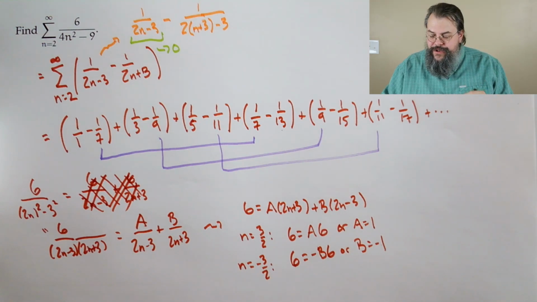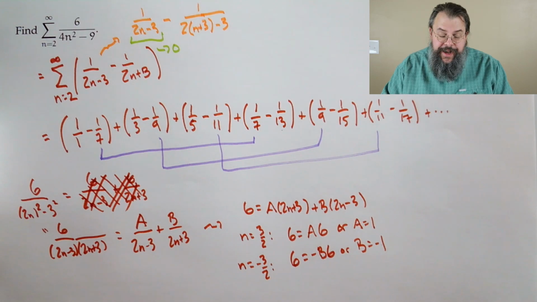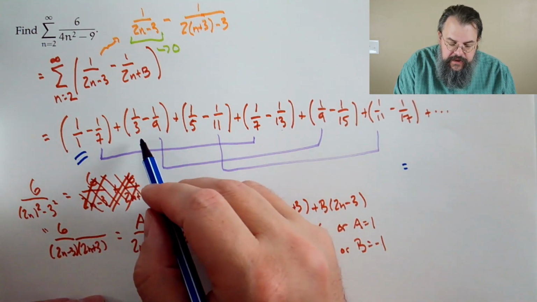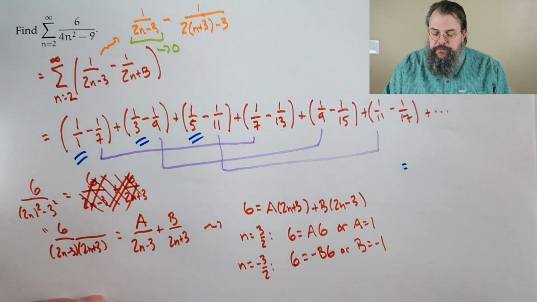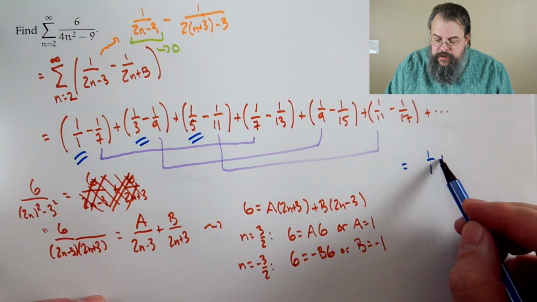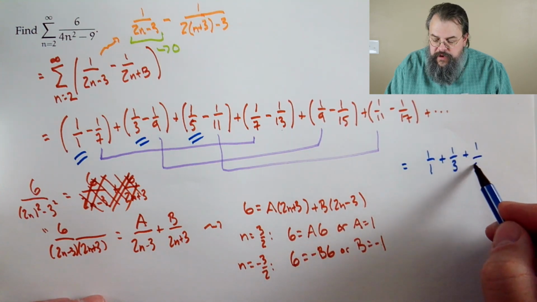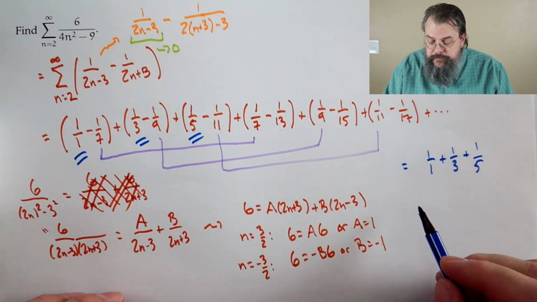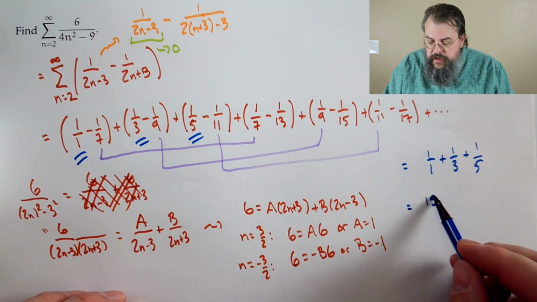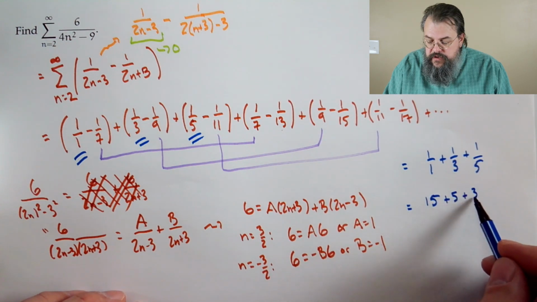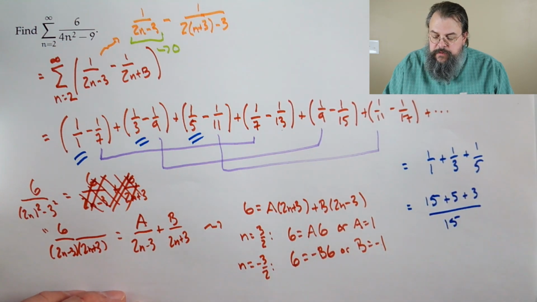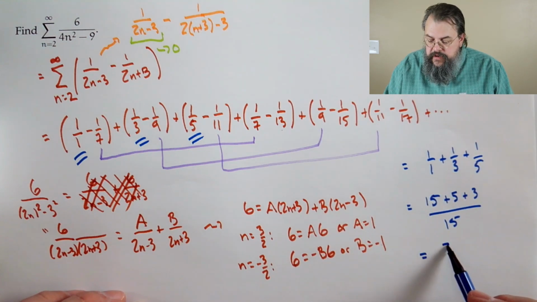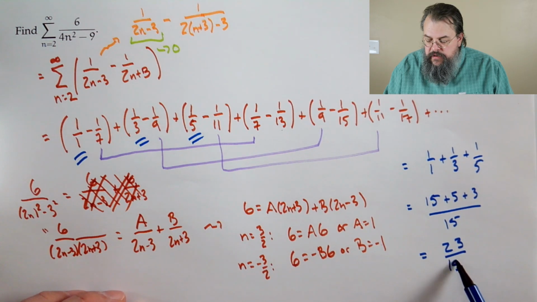So, what's our conclusion? Our conclusion is, we're going to end up with only these terms left at the process when we go all the way to the end. So we get 1 over 1 plus 1 over 3 plus 1 over 5. Well, all right, common denominator would be 15. So we'll get 15 plus 5 plus 3 all over 15, because we have to multiply by 15, by 5, and by 3, which gives us a final answer of 23/15.